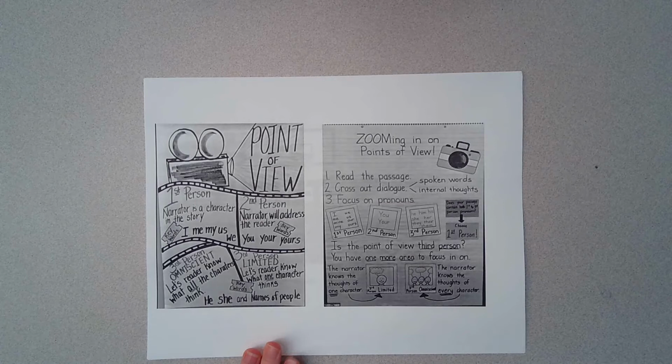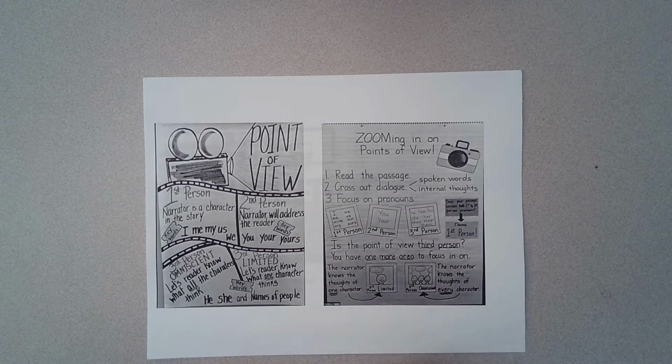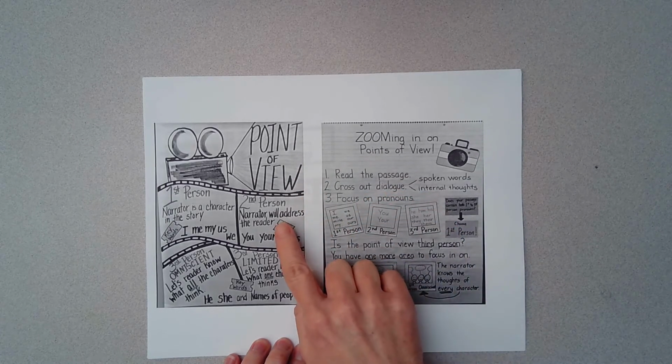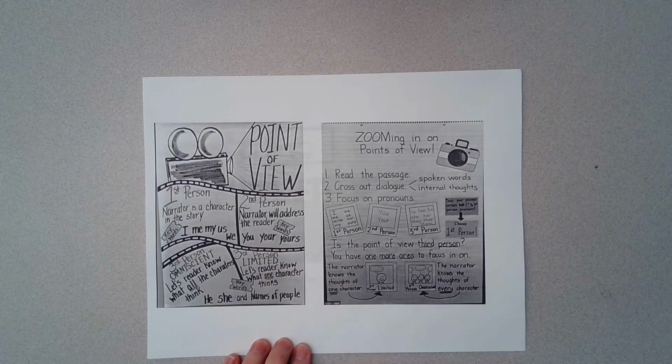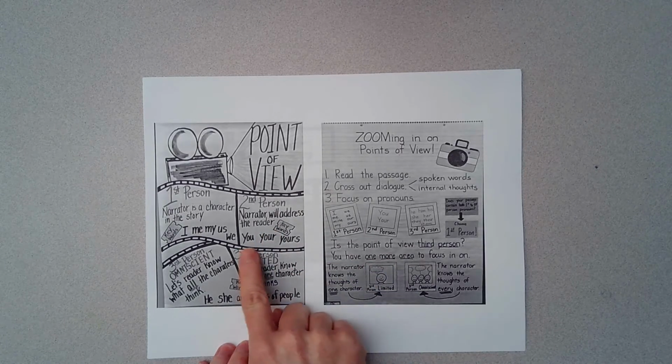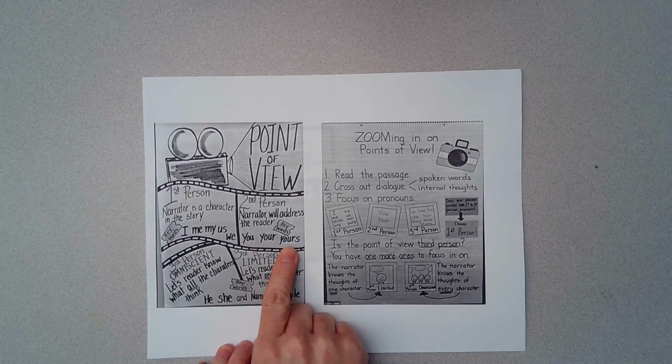Now, if the story is being told in second person, wait a minute, Miss Mays, we've never talked about second person. You're right, we haven't, but we are today. When a story is being told in second person, the narrator will address the reader. And the keywords or pronouns that the narrator will use are you, your, and yours.